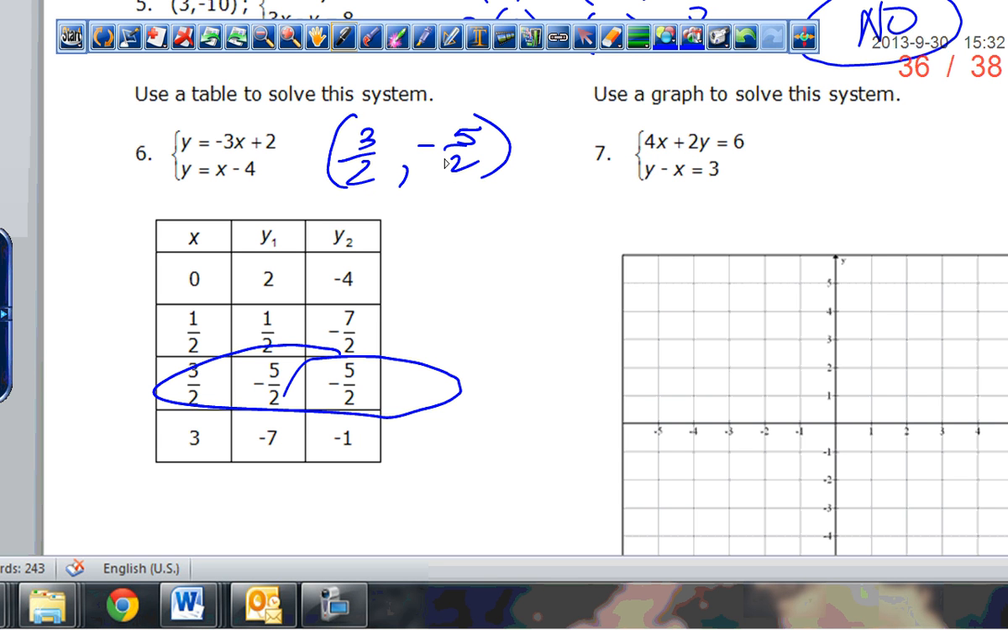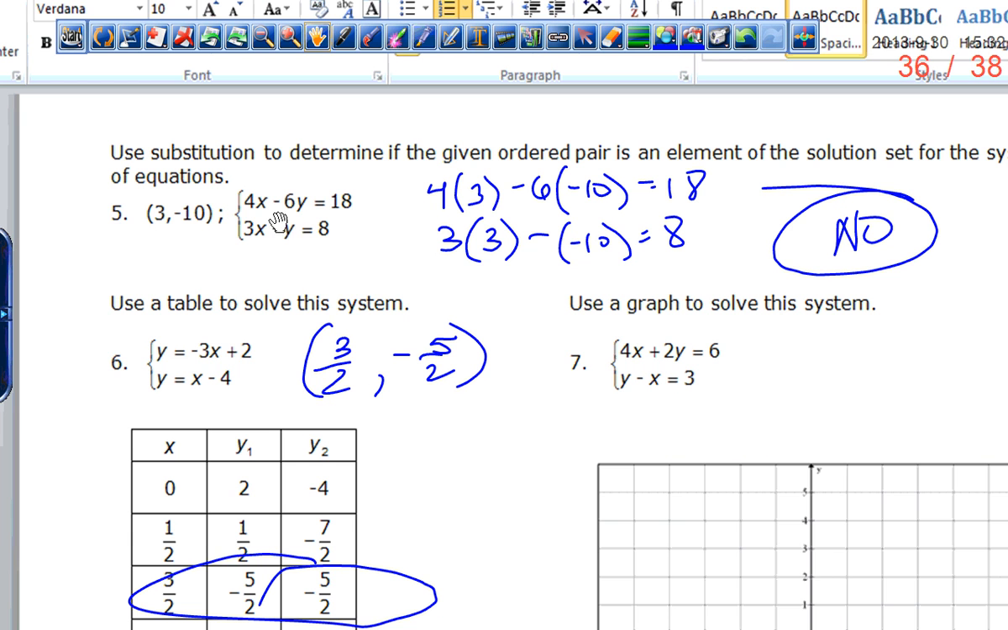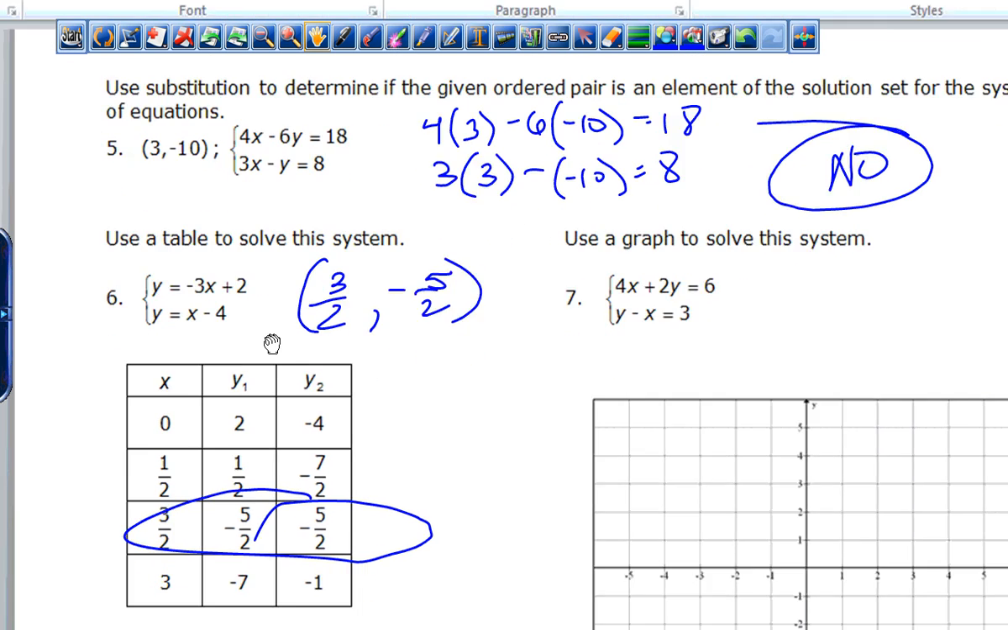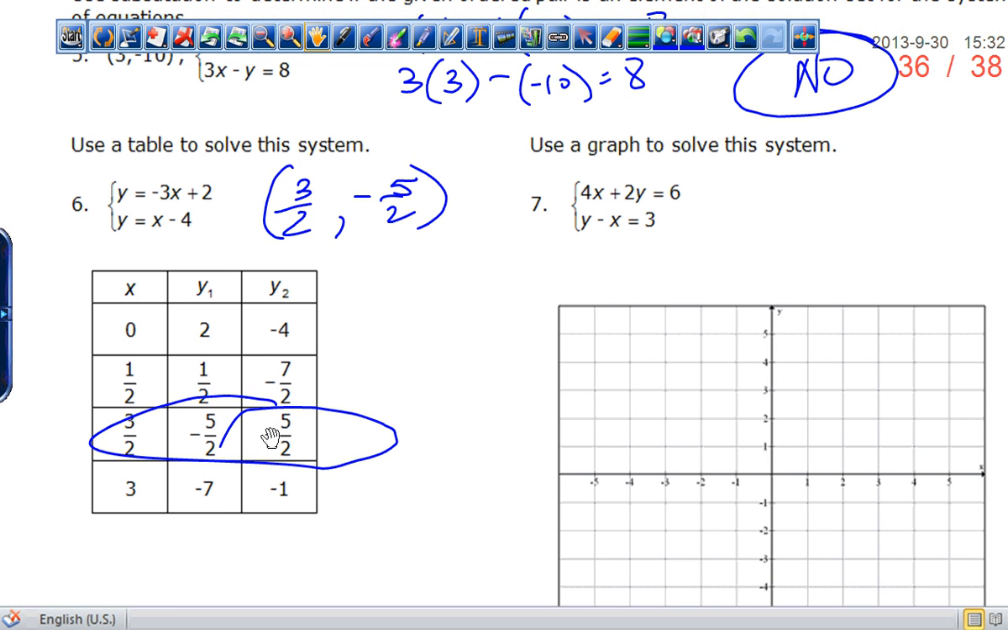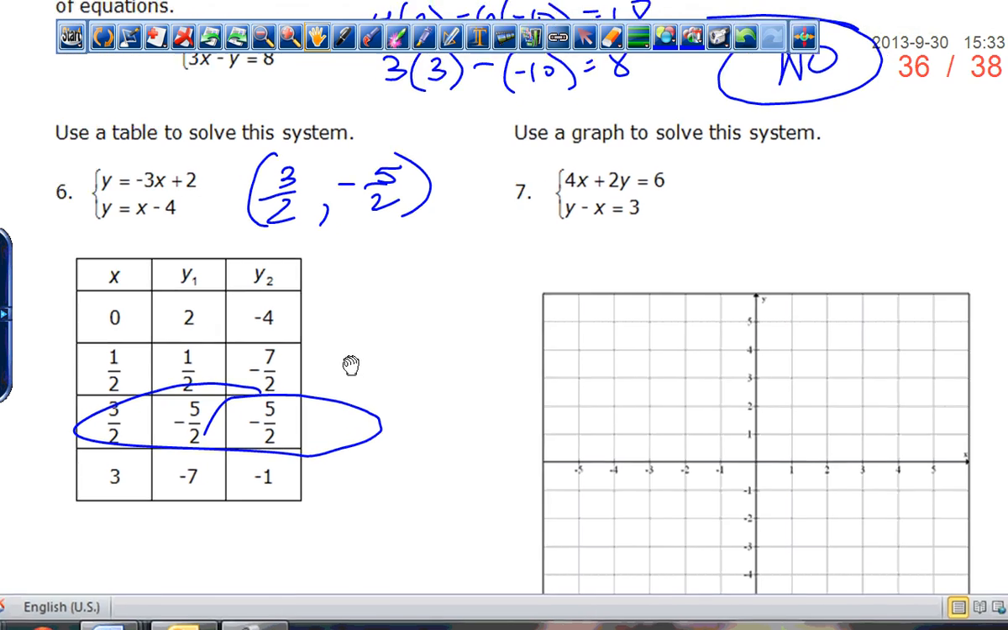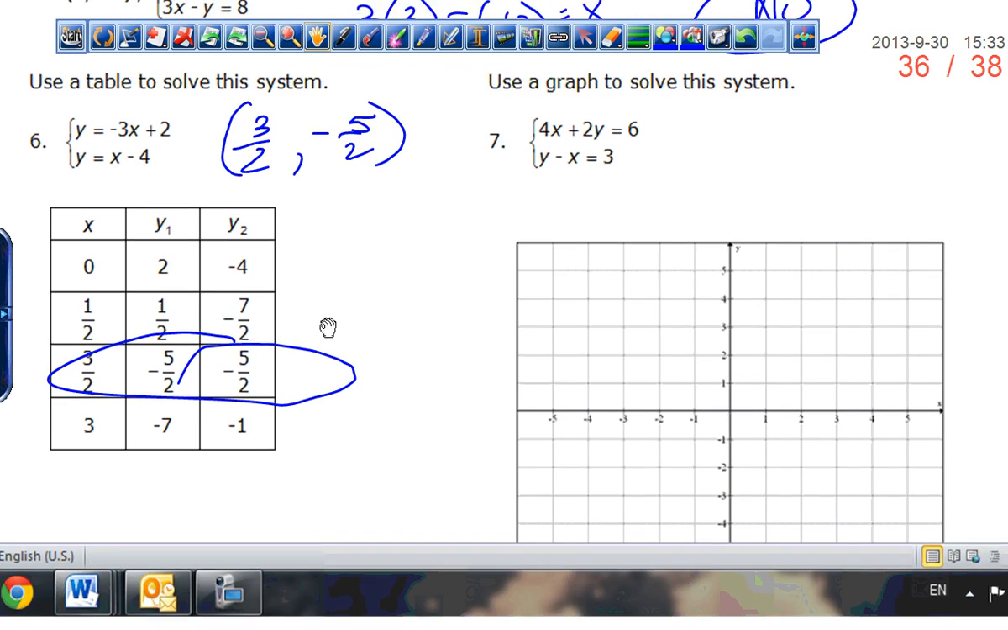Hey, Mr. Bankley, before I get left behind, can you go over it again, like this concept from number 5 to number 6? Number 5, we're seeing if that particular ordered pair they gave us was true or not, whether it made these statements work. On this one, they gave us all the values, so what we have to see is where they are the same. So at 3 halves, they're the same, negative 5 halves for both of them. And the top one is like when we were doing the first one.